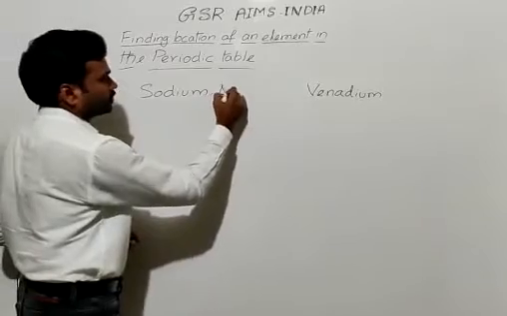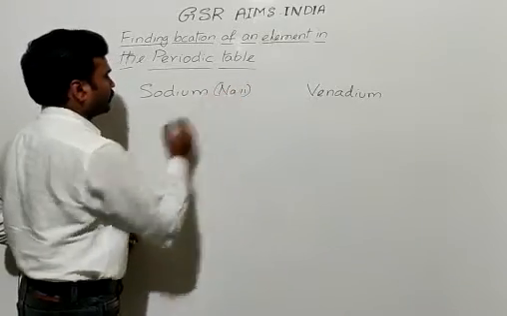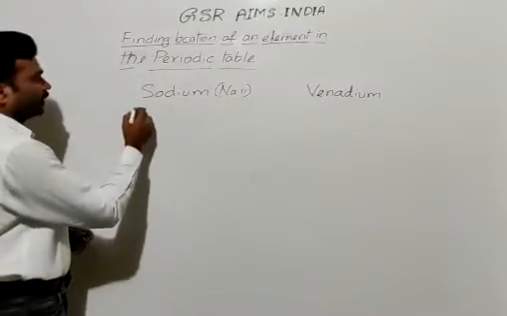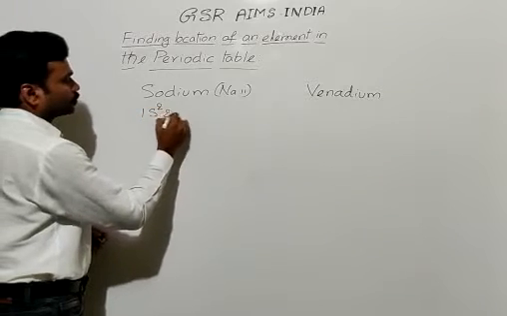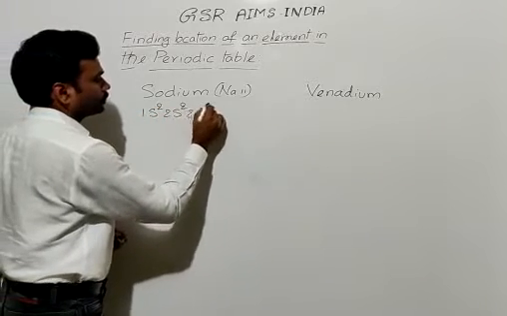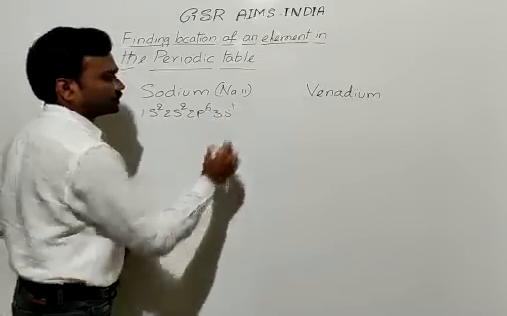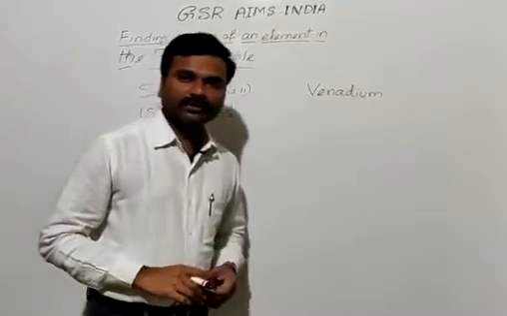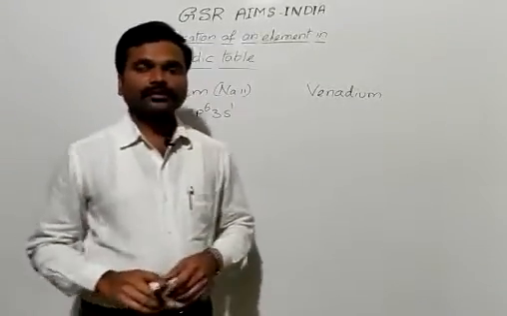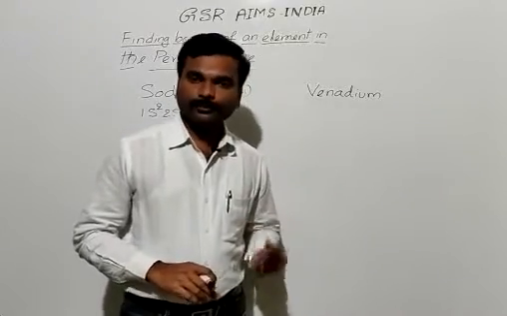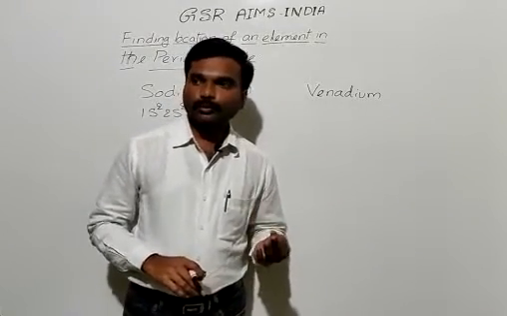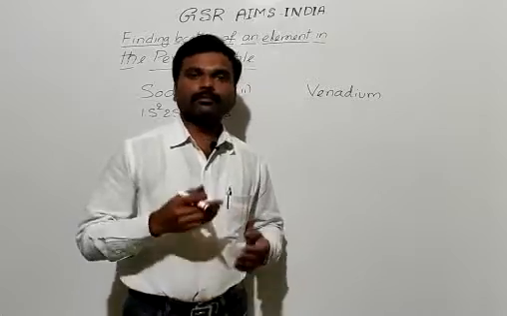So first of all, let us talk about sodium. As we know, its atomic number is 11. If we write the electron configuration of this element, we find it as 1s2, 2s2, 2p6, 3s1. From this electron configuration, we can say its group number, period number, the subgroup to which it belongs, and even the block.